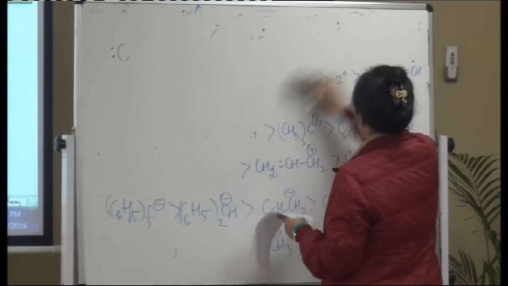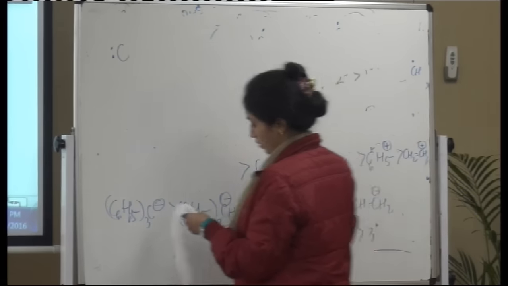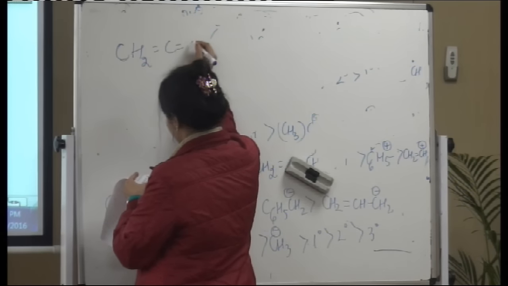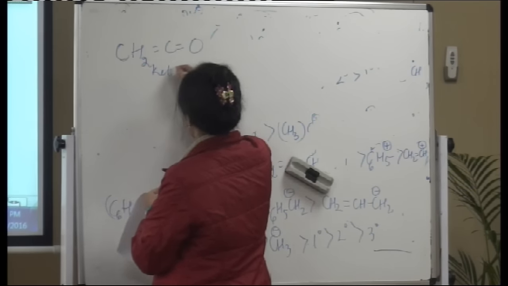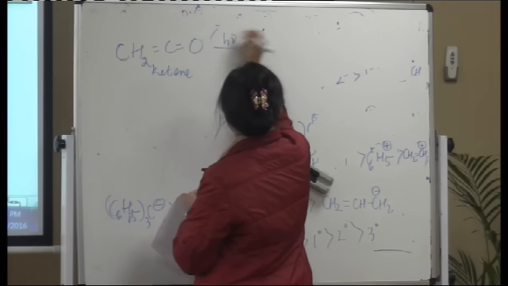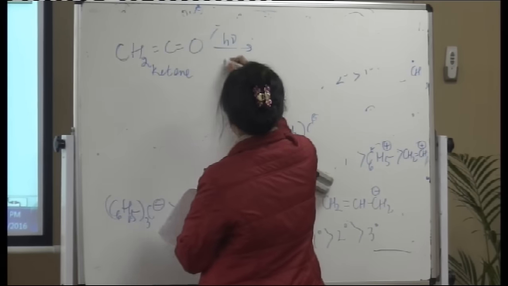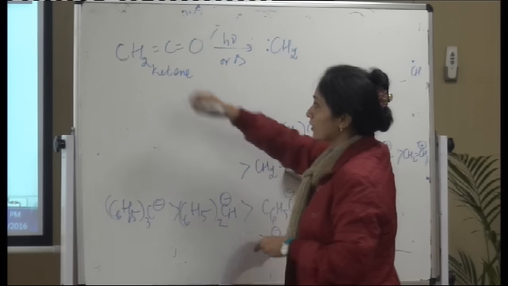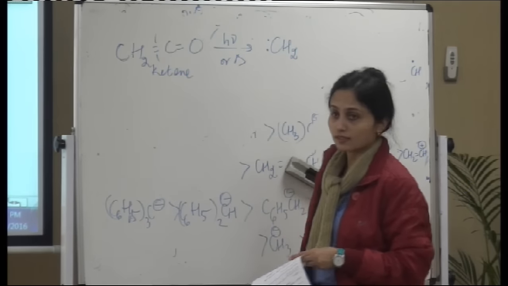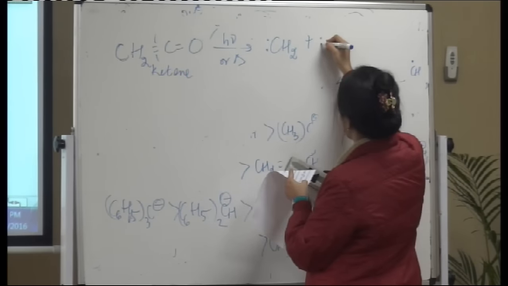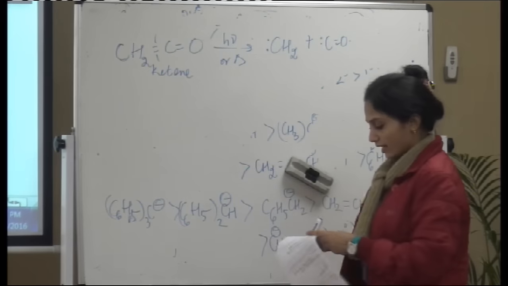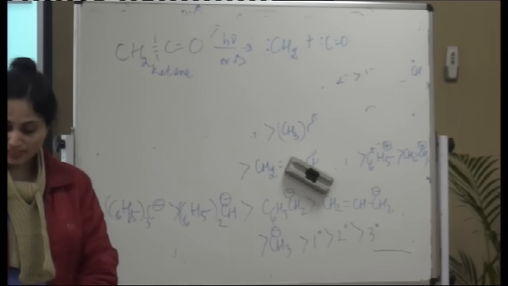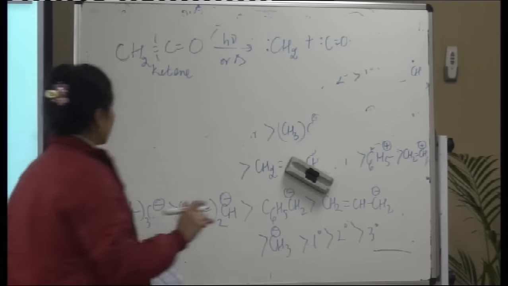Here, for example, you can have the generation of carbenes from CH2=C=O. This is known as a ketene, and in the presence of hν a carbene is generated. This is generally not given but is asked many times in the examination. Here the double bonds will be these, plus you have CO. These are electron deficient and generally behave as Lewis acids. You can have a singlet carbene or a triplet carbene. Carbene can be of two types.